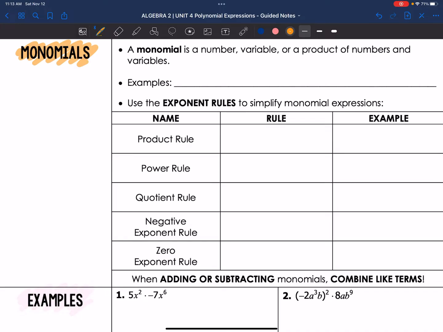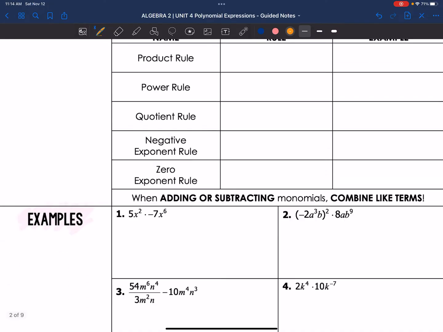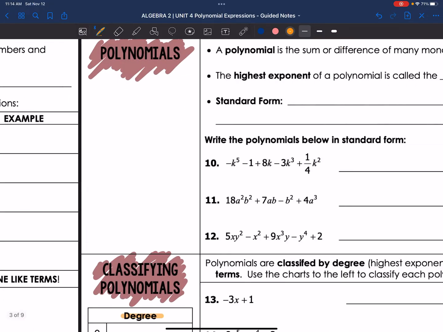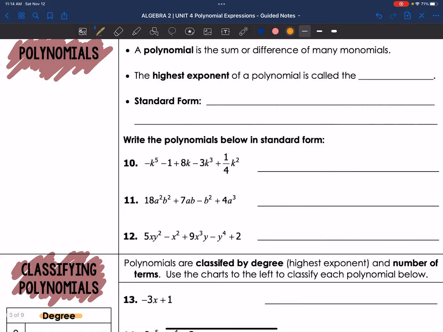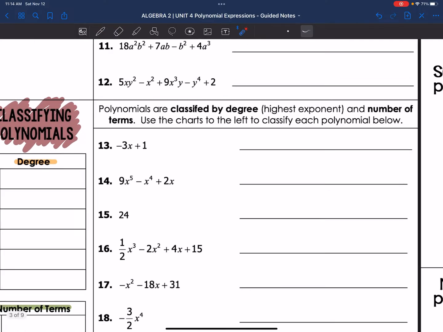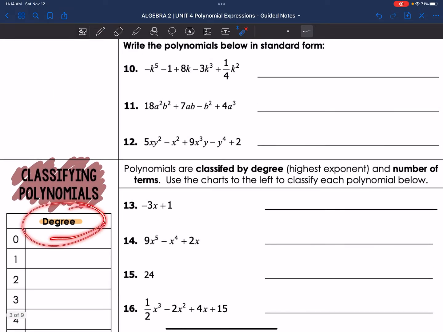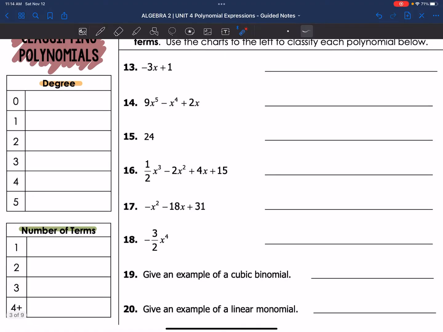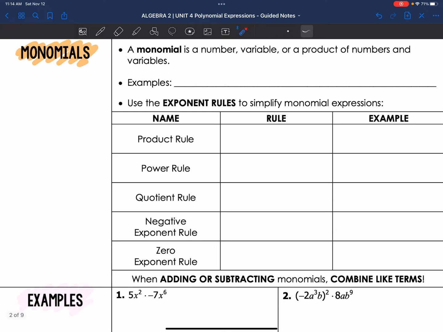In today's video, I'm going to be teaching you all how to simplify monomial expressions. That's what we're going to see on this first page. And also to classify polynomial expressions by both the degree, as you can see here, and the number of terms as well. So let's go ahead and begin with simplifying monomial expressions.